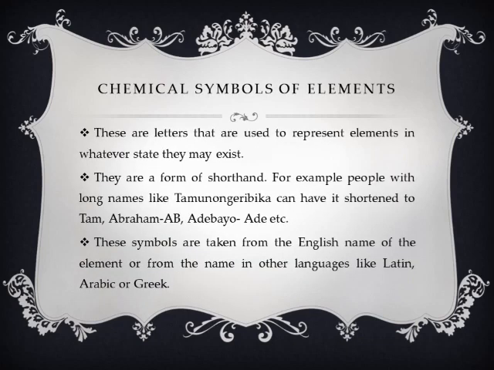Now, chemical symbols of elements. These are letters that are used to represent elements in whatever state that they may exist. They are a form of shorthand. For example, people who have long names can have them shortened. If your name is Abraham, they can decide to call you AB. These are shorthand forms of people's names if you don't want to call the full thing. So the same thing applies to these elements. We use chemical symbols to shorten the way we represent them. Instead of writing their names in full, we use symbols that are derived from either their names in English or their names in other languages like Latin, Arabic, or even Greek.